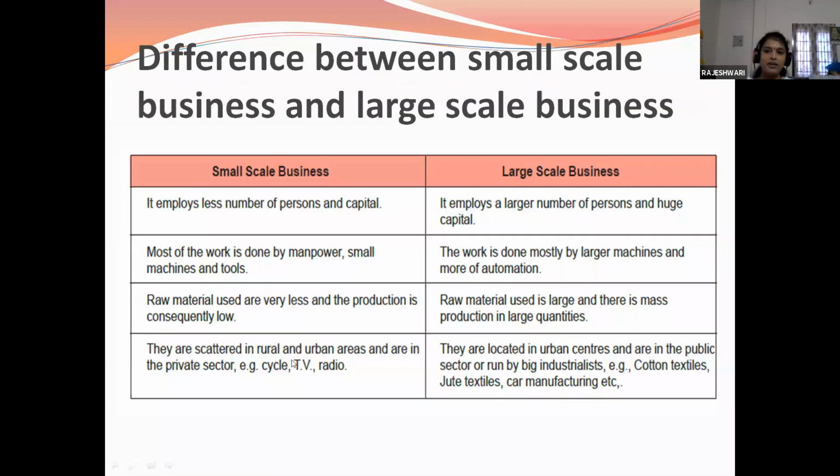So what is the difference between small scale level and large scale level? Definitely, small scale level employs a smaller number of persons, while large scale employs a large number of persons. Most of the work is done by manpower at small level, but at large level there are very big machineries and equipment, and raw materials are used less in small scale and more in large scale. Small scale is in rural and urban areas in the private sector, for example cycles and TVs, while large scale is located in urban areas with very big industries, such as cotton textiles, jute textiles, and car manufacturing.